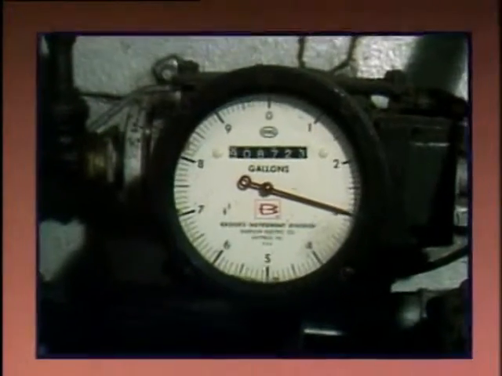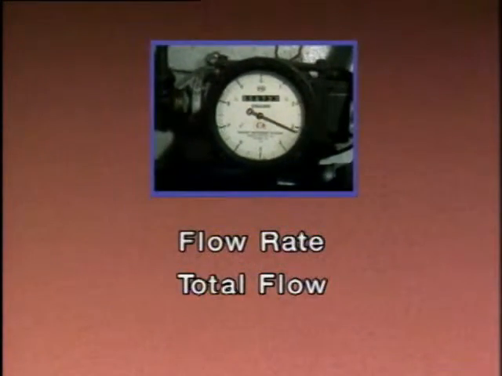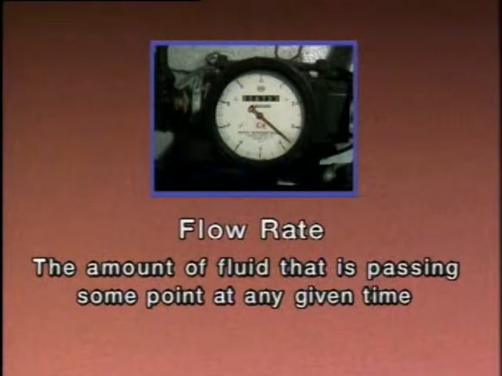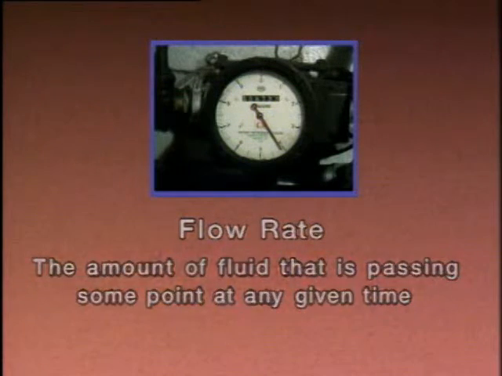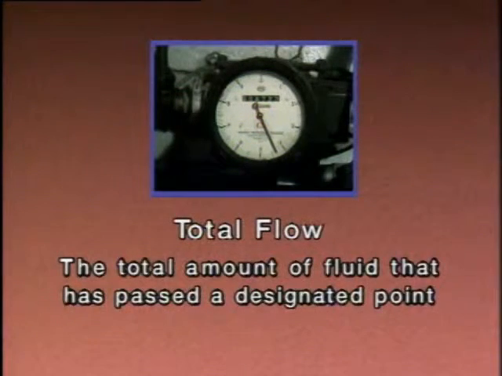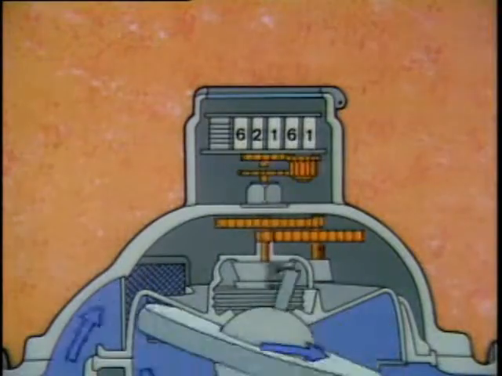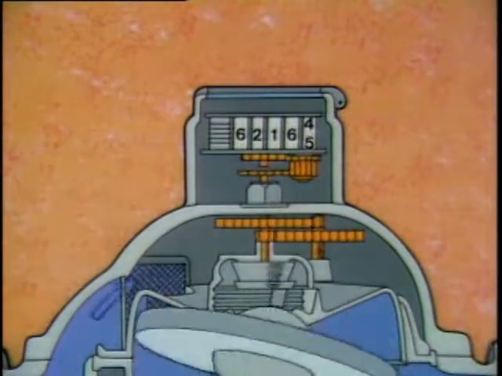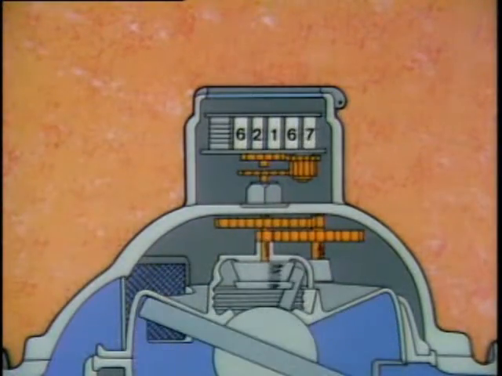Two types of flow measurements that are often made are flow rate measurements and total flow measurements. Flow rate can be thought of as the amount of fluid that's passing some point at any given time. Total flow, on the other hand, can be thought of as the total amount of fluid that has passed a designated point. The Nutating Disk meter counts the precise amounts of fluid passing through it to determine total flow.